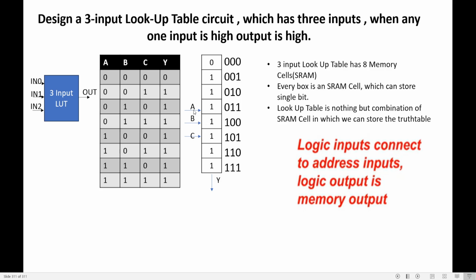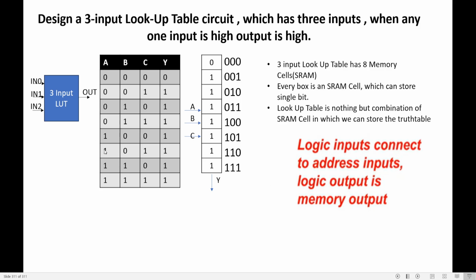Suppose I want data from 111. If my A, B, C is 111, A is 1, B is 1, C is 1, I go to the address 111. The content in that address is taken and given out as the output. Suppose I want data from 011. So my A will be 0, B and C will be 1 and 1. I go to the 011 address location, take the data which is stored in that location and send it to the output.